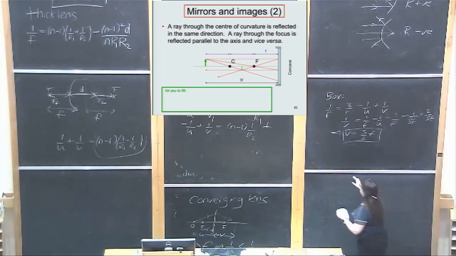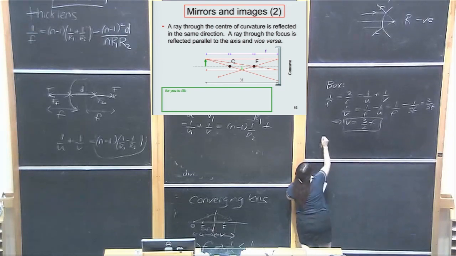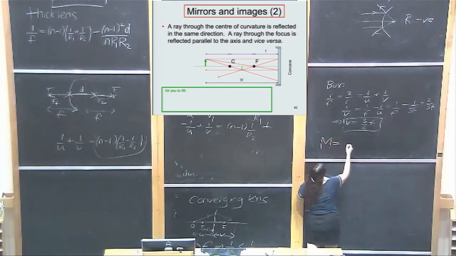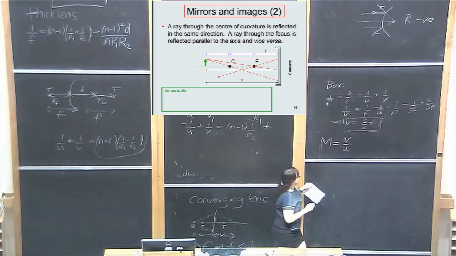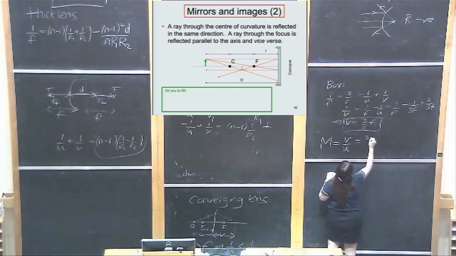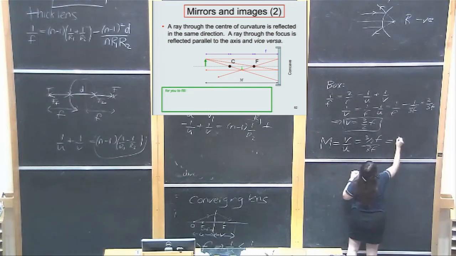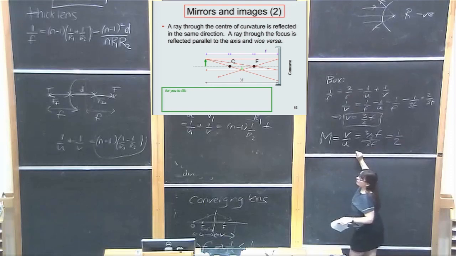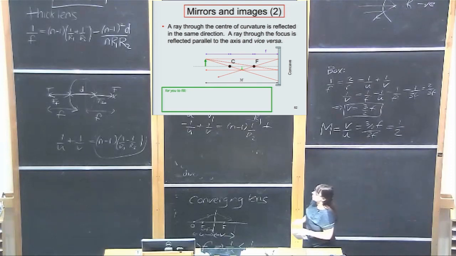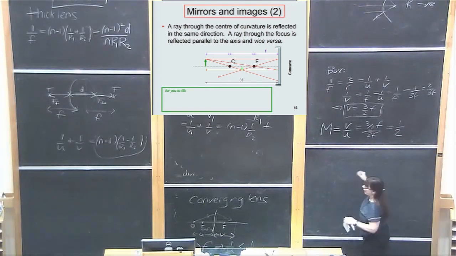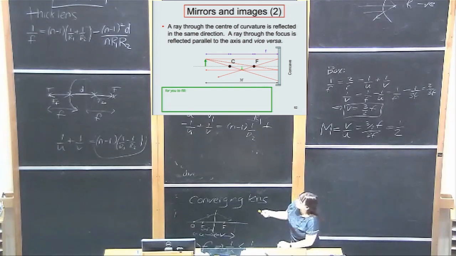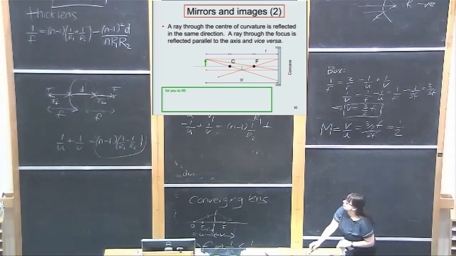What's the size of that image? Well, magnification, I'll show why in just a second, but this linear magnification is exactly the same as for lenses. So in this case, we've got 3 over 2f over 3f, so it's a half. So we've got that our image is half the size of the object in this case. Okay, and this is true when you put your object outside of the radius of curvature, you're going to get an inverted and a reduced image.